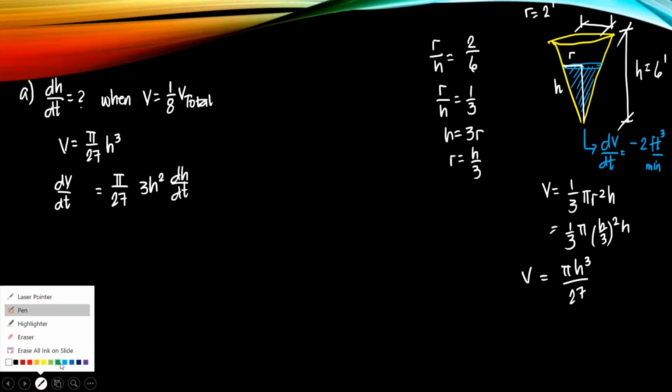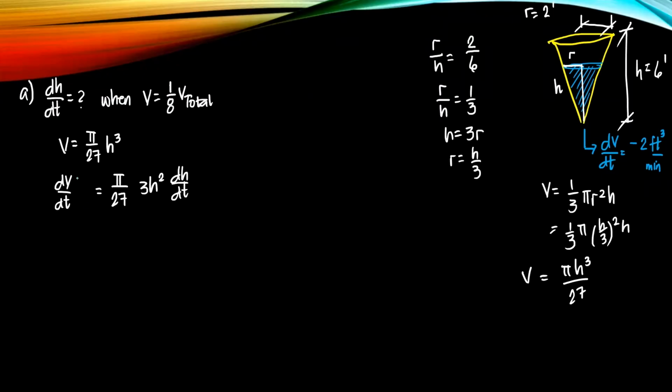Kasi di ba sabi, this one is when V is 1/8 the total volume. So what's the height at that total volume? What I'll do is, if V is 1/8 of the total volume, which is pi over 27, di ba? The height is 6 cubed. Okay?